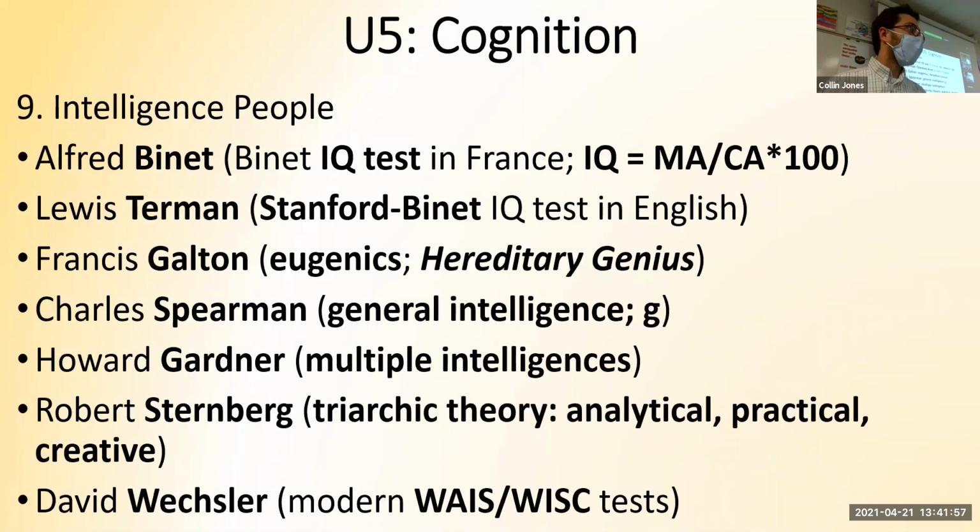Here are all the names about intelligence. Do you remember these guys? Binet came up with the IQ test. He had the formula: mental age over chronological age times 100. Terman was the guy who worked at Stanford University who made the English version of it.